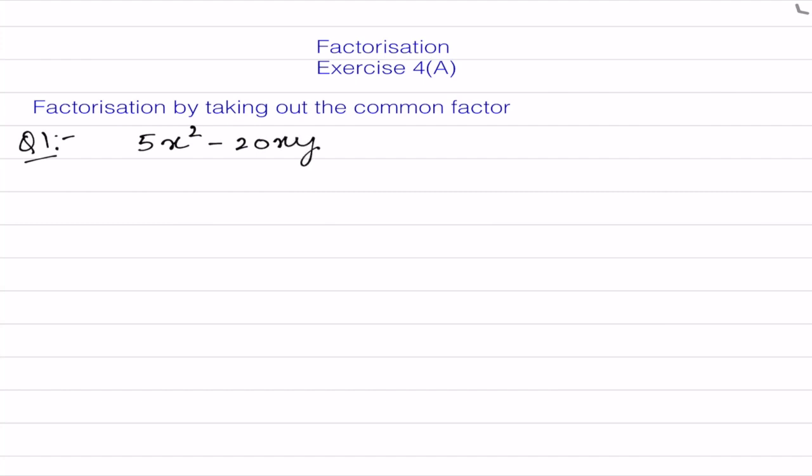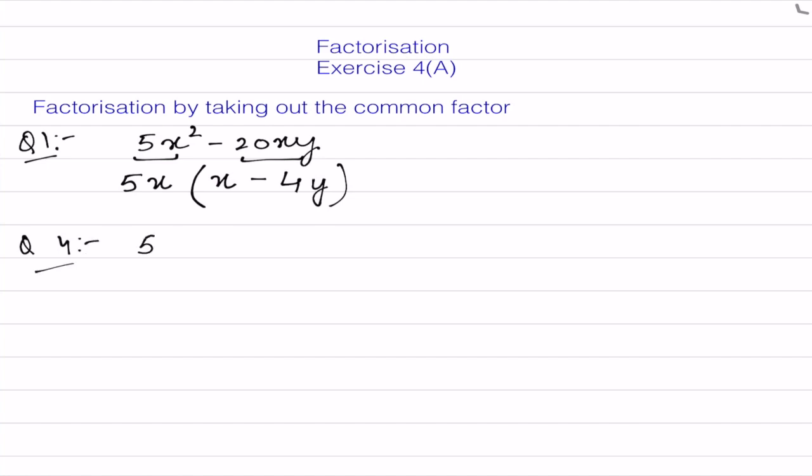There are two terms and we have to see what is common in both the terms. Here we can see 5 and 20. 5 is also a factor of 20, and here it's x square, here it's x. So what is common in both the terms? 5 and then x. So what is left? Here it was x square, so only x is left, minus 20, 5 is out, so 4y. So what are the factors? 5x into x minus 4y.